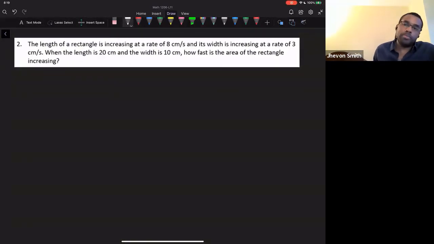So here's another problem. The length of a rectangle is increasing at a rate of 8 centimeters per second. The width is increasing at a rate of 3 centimeters per second. When the length is 20 and the width is 10, how fast is the area of the rectangle increasing?